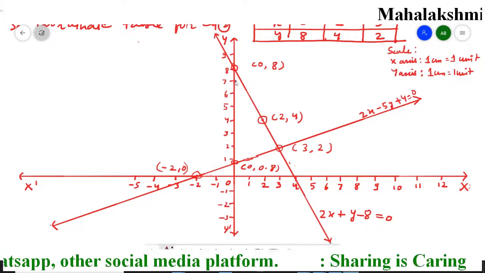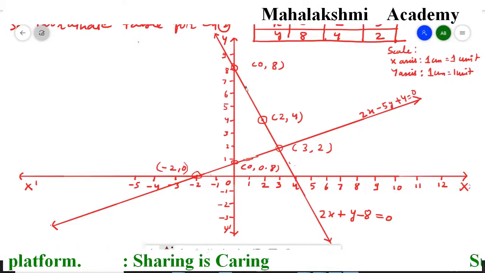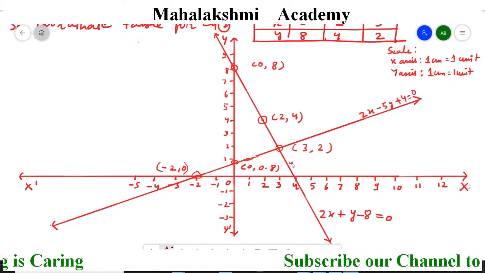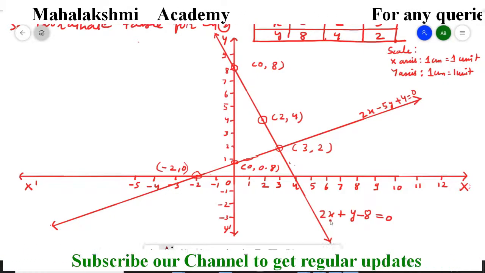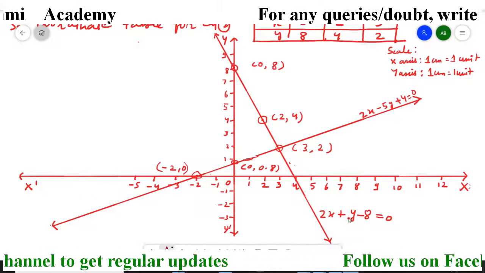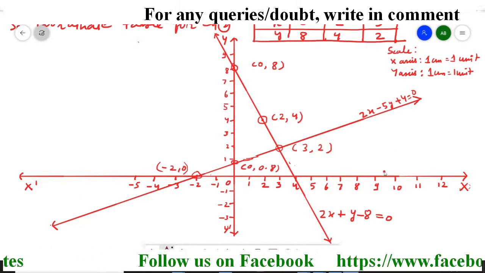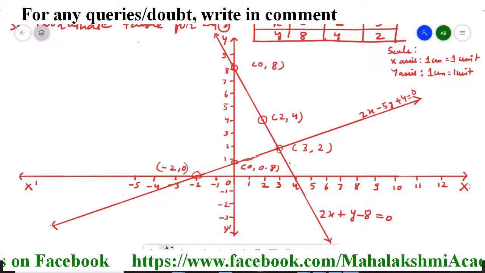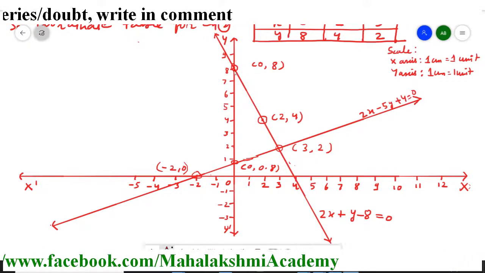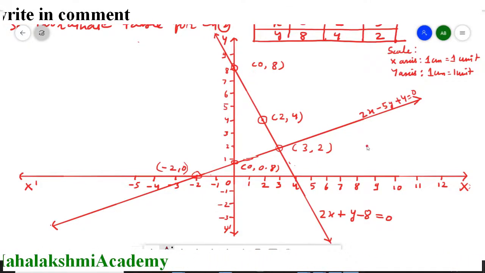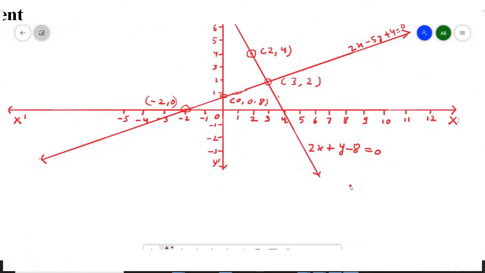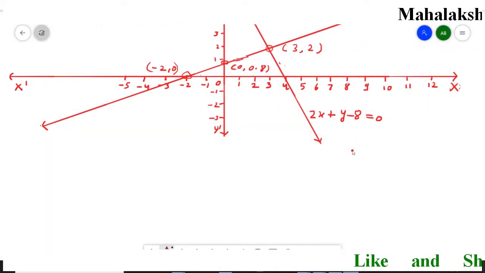So I hope it's clear to you. First we located the 3 points, then with the help of scale we joined the line, and we extended it, and wherever you get the space, write down the equation name. So this is our first equation, this is our second equation. Wherever they intersected, that is the solution, and here both lines intersected over the y-axis. So conclusions we are going to write down.